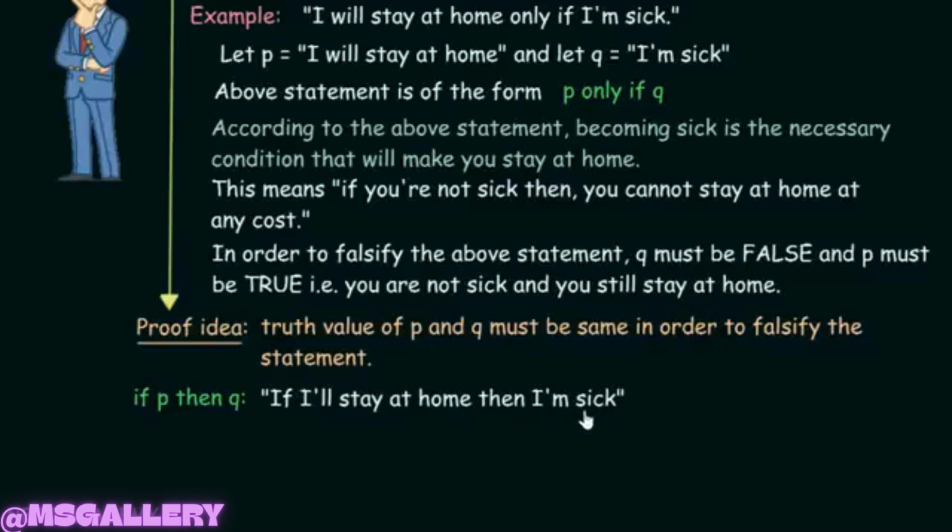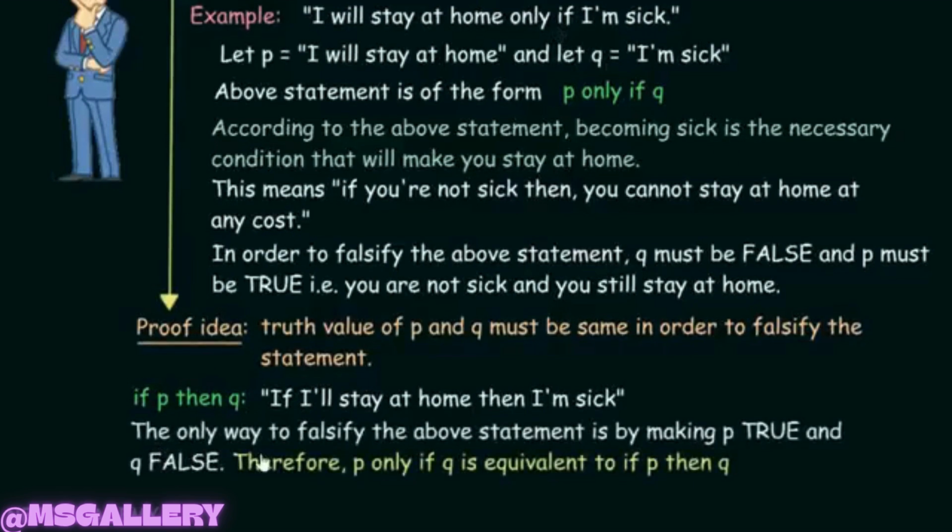Now think about it logically. Here I'm saying I will stay at home only if I'm sick, right? Here I'm saying if I will stay at home, then I'm sick. As the only reason for staying at home is when I'm sick. Here also I'm saying that if I will stay at home, then definitely I'm sick. That is why I'm staying at home. So they both sound equal, isn't that so?